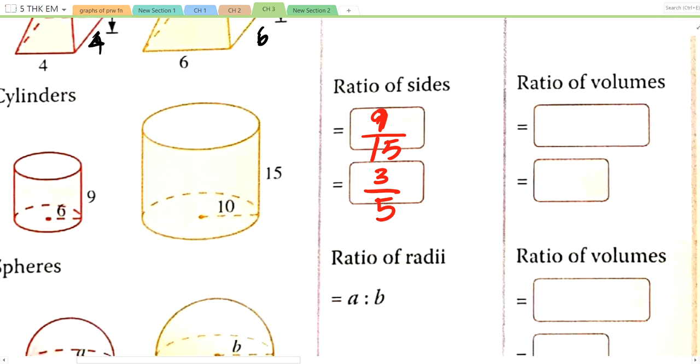Okay, so ratio of volume. You want me to calculate for you, or do you want to accept the answer already? You're all convinced already? Yes. Okay, very good. So the ratio of volume will therefore be 3 over 5 to the power of 3. That gives us... What is this? 3 cubed needs a calculator. Yes, 27 over 125.